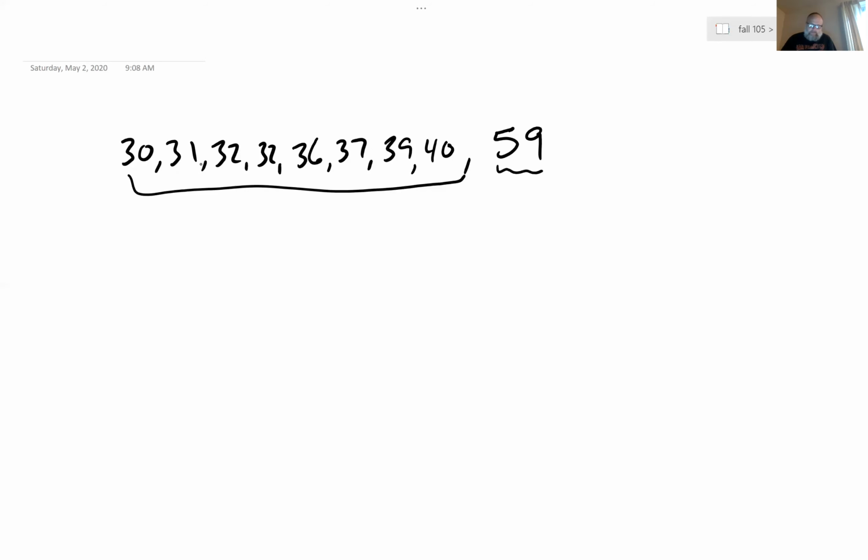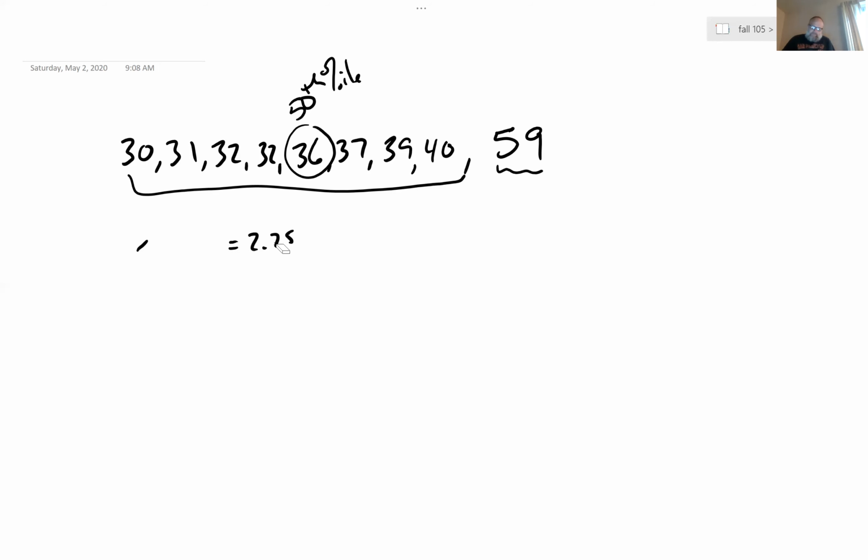1, 2, 3, 4, 5, 6, 7, 8, 9. Okay, so 1, 2, 3, 4, 5. This one is our median, so our 50th percentile. Okay, our 25th percentile. Did I do 9 again? 1, 2, 3, 4, 5, 6, 7, 8. I'm sorry, I did 9 again. Oh well.